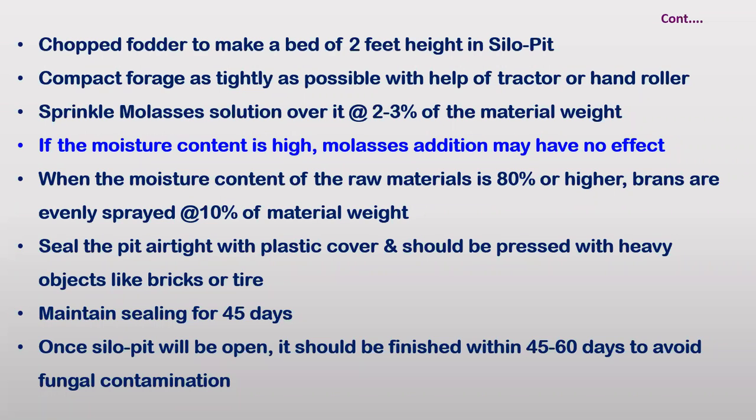When the moisture content of the raw material is 80% or higher, then we can use bran. We can absorb the moisture at the rate of 10%. So wheat bran or rice bran can be used at the rate of 10% when moisture content is high. The seasonal weather in which we prepare the silage can also increase the moisture content of the silage crop.